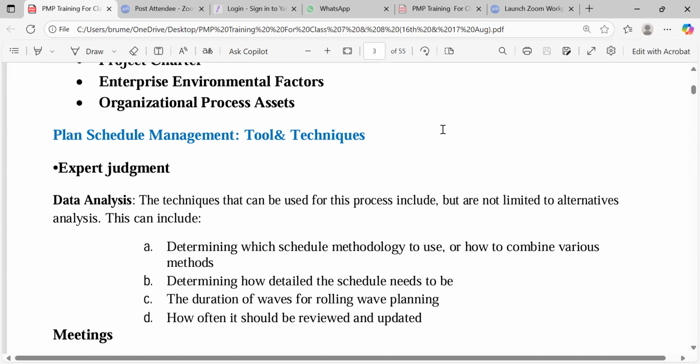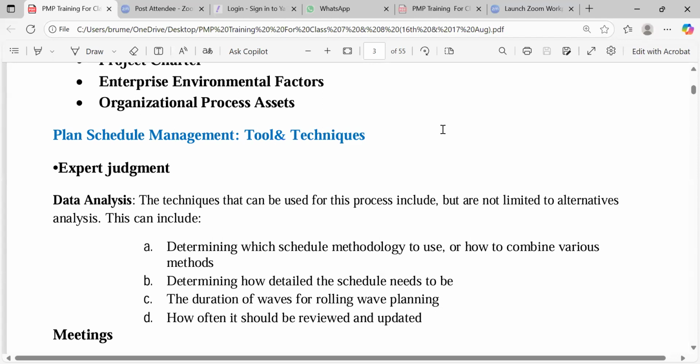These are experts coming in to analyze the enterprise environmental factors, coming in to analyze the organizational process assets, coming in to analyze the project management plan and the project charter so they can get good results out of it. That brings us to data analysis as one of the tools, which in this area asks: which project or scheduling methodology would be most appropriate for us to use? How do we detail the schedule needs? If perchance things are not clear, how do we move it forward?